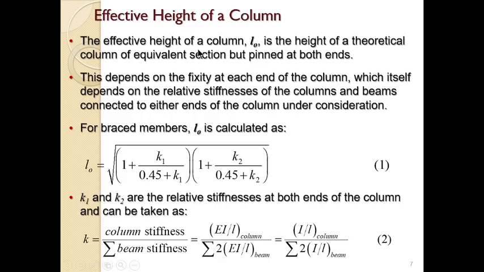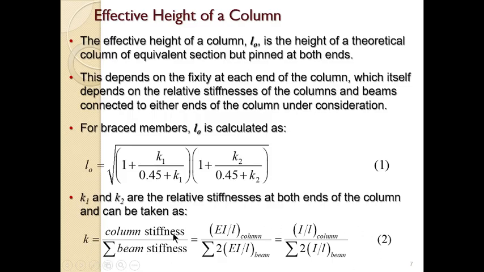Now let's look at the effective height of a column. The effective height of a column, which is designated as L0, is the height of a theoretical column of equivalent section but pinned at both ends. So for a braced member, L0, the effective length, is calculated using equation 1, which is that L0 is the square root of (1 plus K1 over 0.45 plus K1) into (1 plus K2 over 0.5 plus K2), where K1 and K2 are the relative stiffnesses at both ends of the column. And K1 and K2 can be calculated by this equation 2.